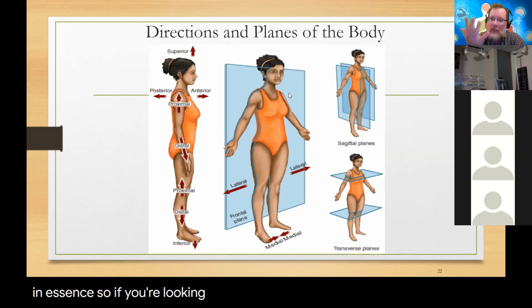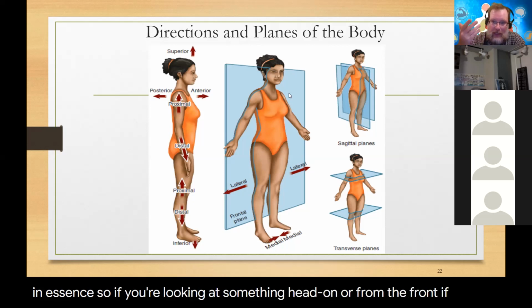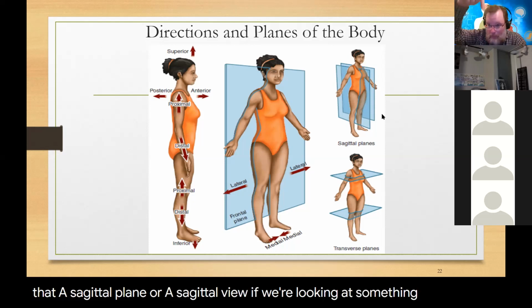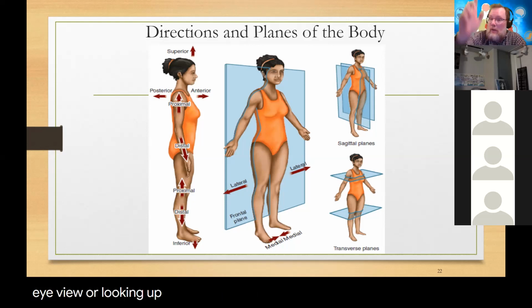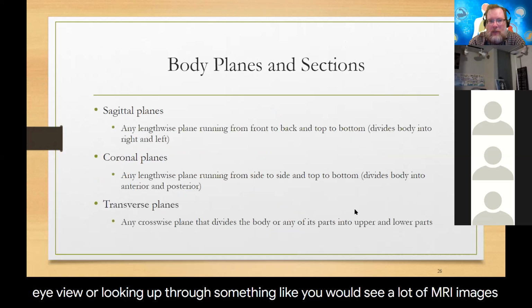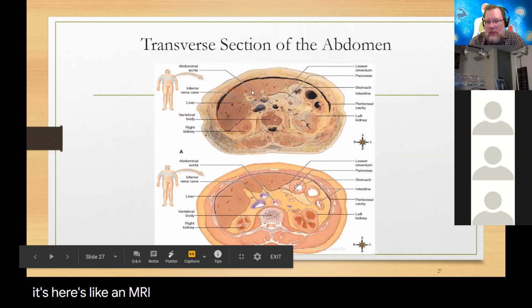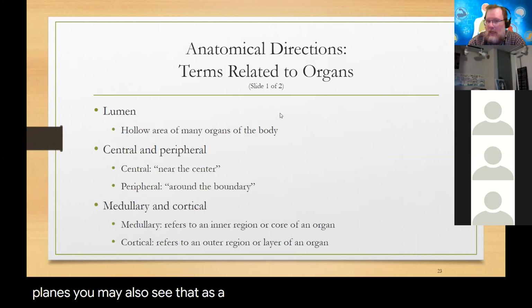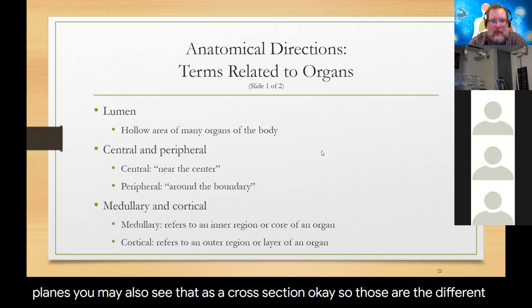So if you're looking at something head on or from the front, if we've sliced something and it's separating the front from the back, we call that the frontal plane. If we slice something and we're looking at something from the side, we call that a sagittal plane or a sagittal view. If we're looking at something from a bird's eye view, or we're looking up through something, like a lot of MRI images are going to be, so here's an MRI image, these are going to be transverse cuts or transverse planes. You may also see that as a cross section. Okay, so those are the different planes.